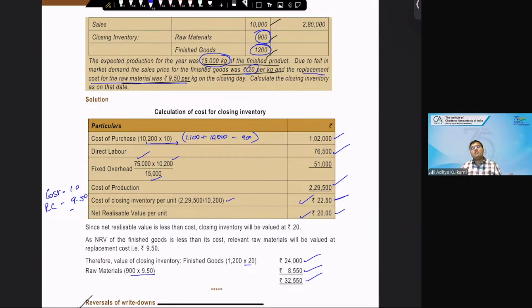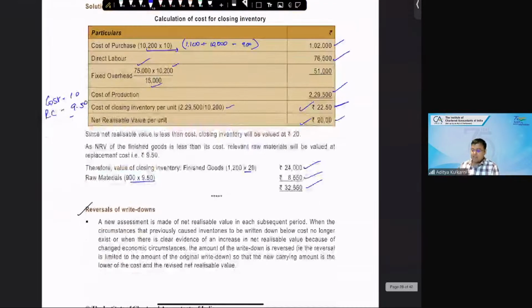Your raw materials will be written down to replacement cost or NRV only if the finished product in which they are going to be consumed has an NRV which is lower than cost.